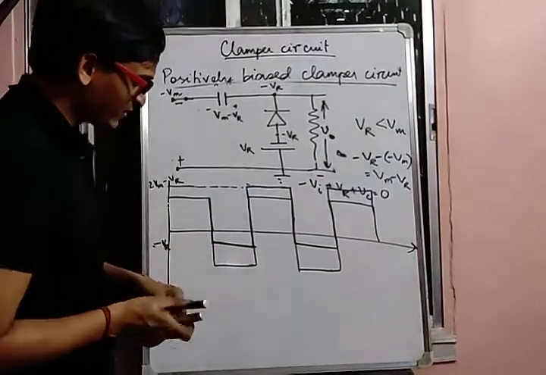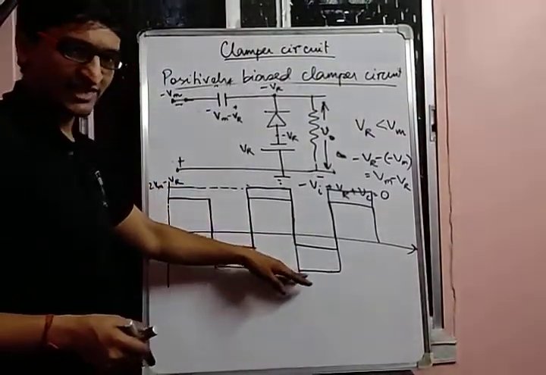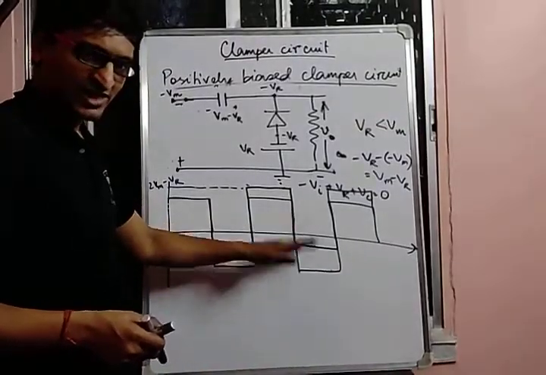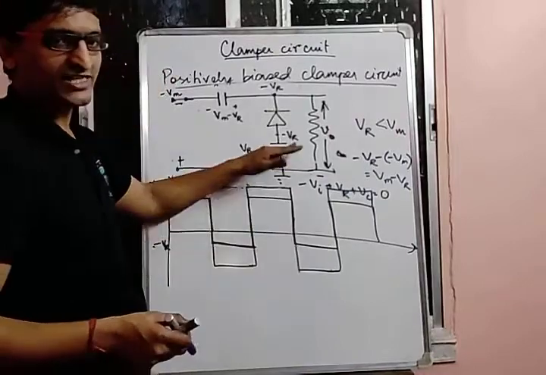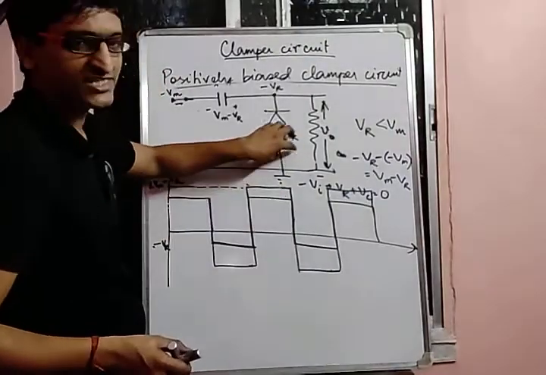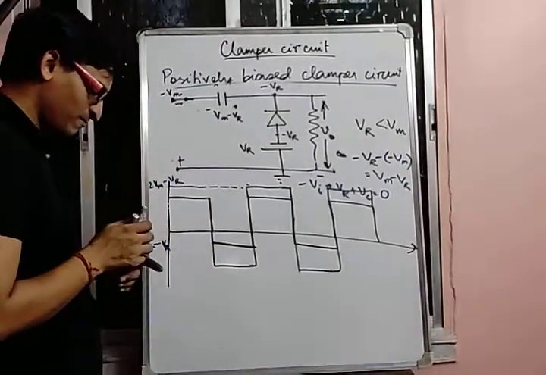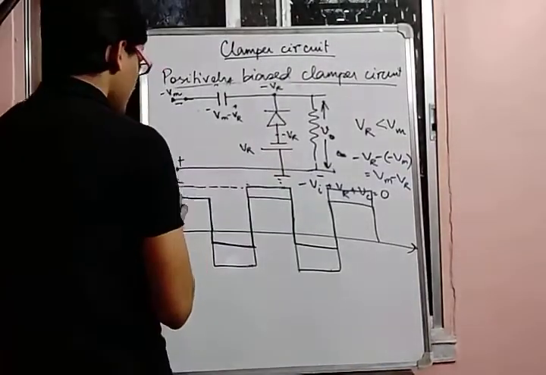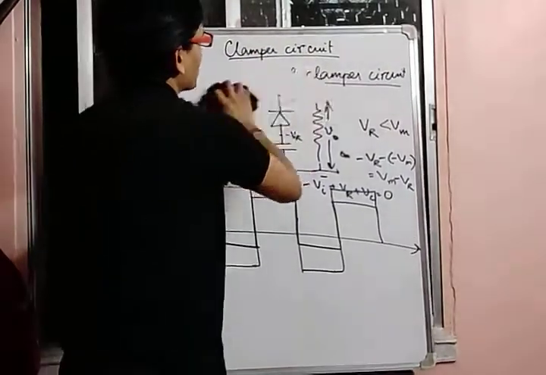So you can see that some portion is lying on the negative side, the negative half also, that means during the negative axis as well. So if you want to shift it entirely towards the positive axis, then we have to change the polarity of this DC voltage source. So this is basically the case of a positively biased clamper circuit. Similarly, we can have a negatively biased clamper circuit as well.